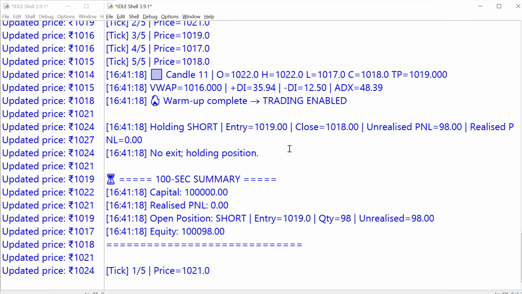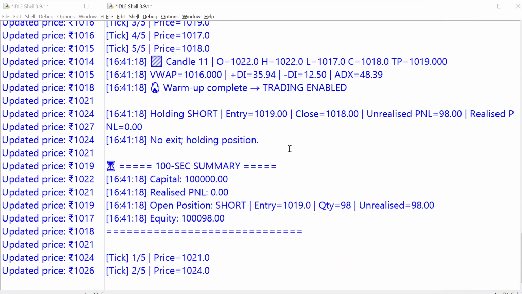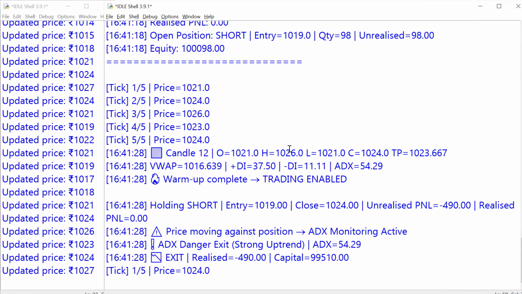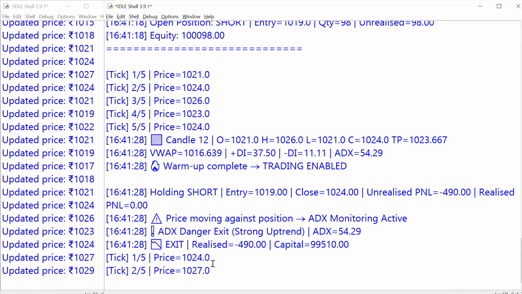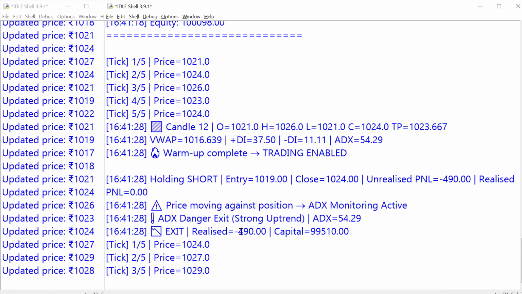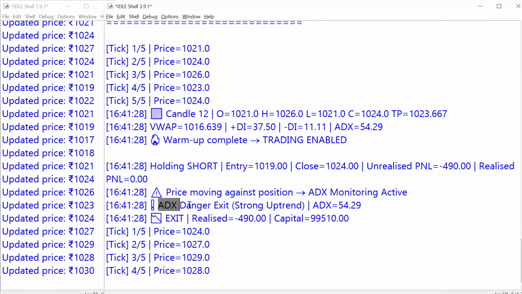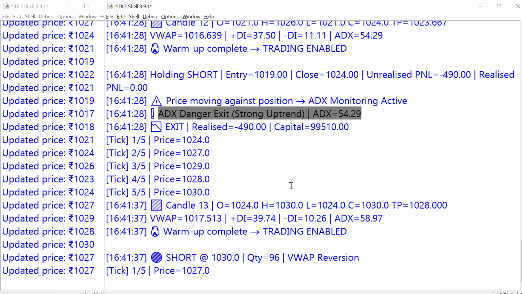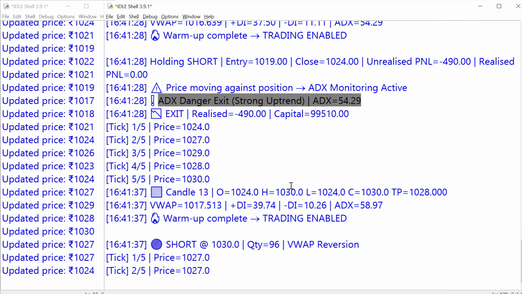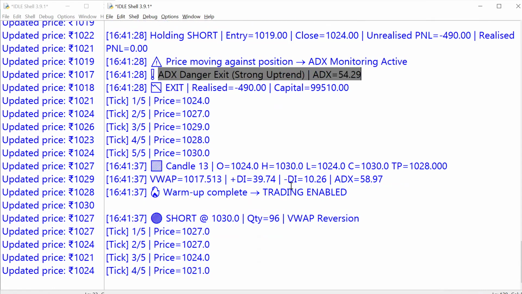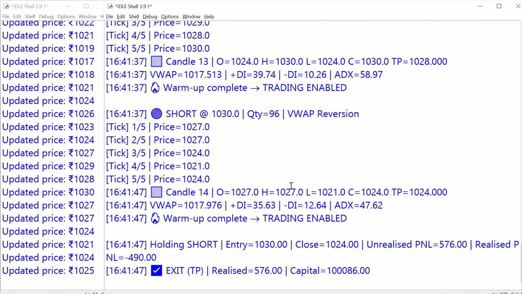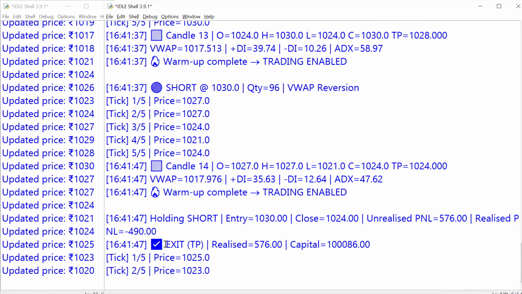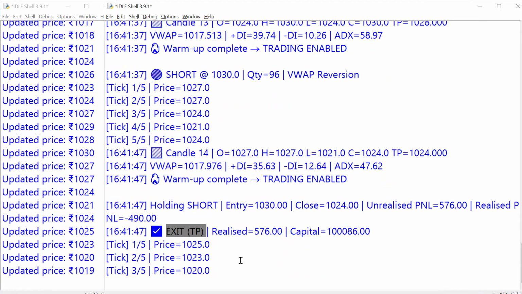After 100 seconds we get a window to show the summary. We have a realized loss of minus 490 because ADX has stopped. ADX says it's a strong reversal, so ADX has basically booked a stop loss. It's completely fine. We have the short position. Okay, we booked one profit. The target position is reached.